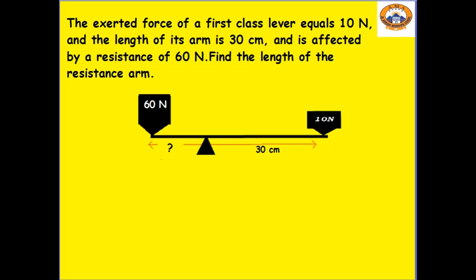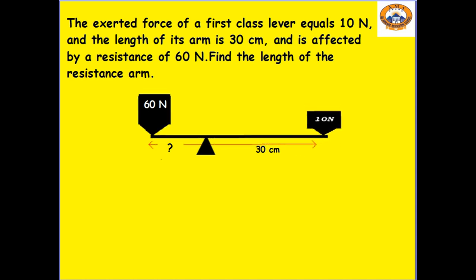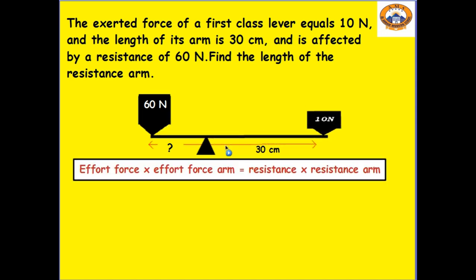Let's see another example. The exerted effort of a first-class lever was 10 Newton. And the length of its arm, which is the effort force arm, is 30 centimeters. And it's affected by a resistance of 60 Newton. Find the length of the resistance arm. First of all, we have to write down the law. The law of levers states that the effort force times the effort force arm equals the resistance times the resistance arm. Do we have the exerted force?